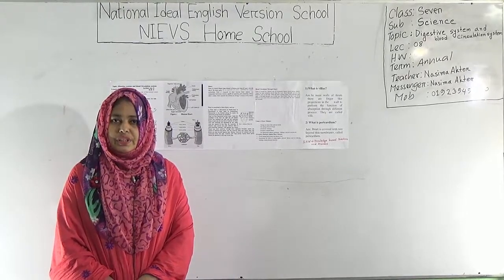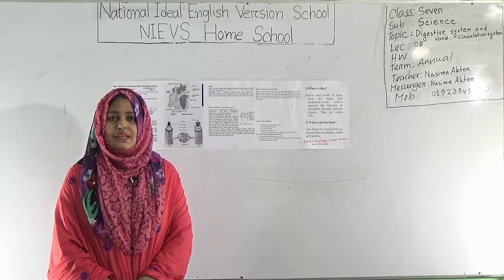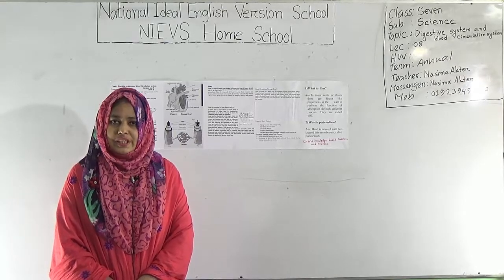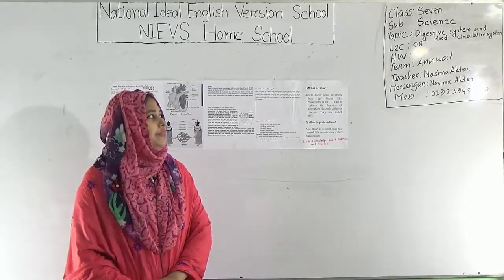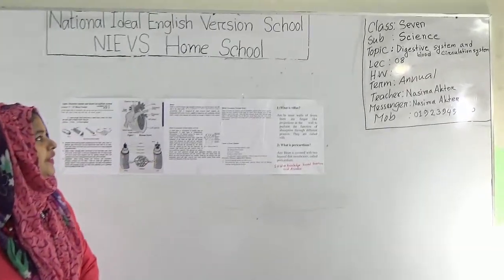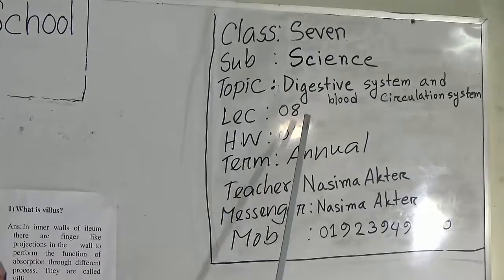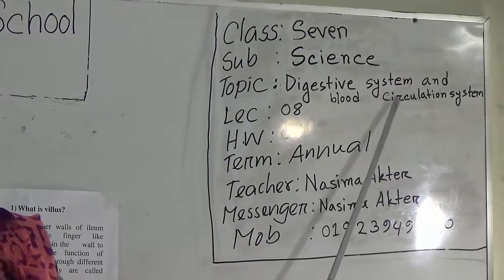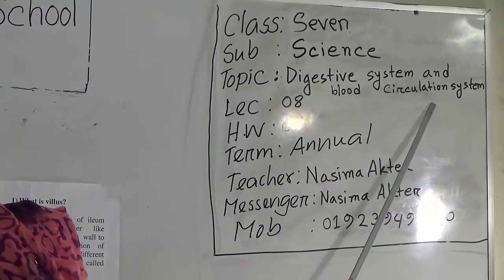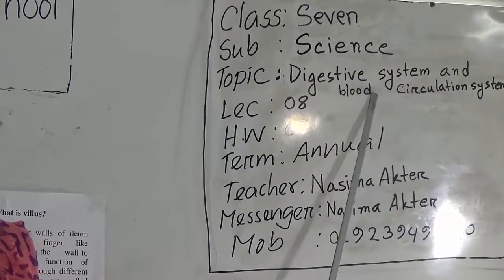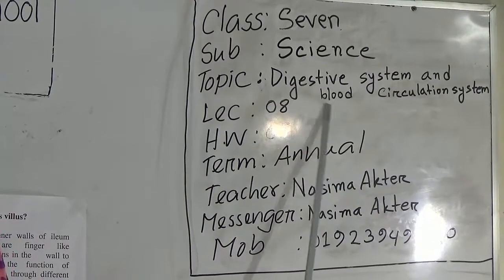Today I am going to take a science class for class 7 students. Dear students, our today's topic is digestive system and blood circulation system. Let's see today's topic, digestive system and blood circulation system. We have already discussed most topics of this chapter.